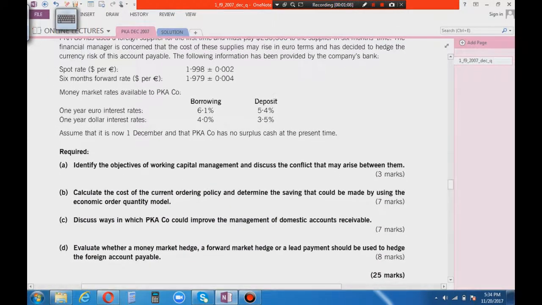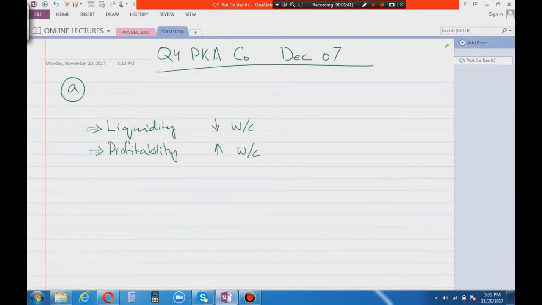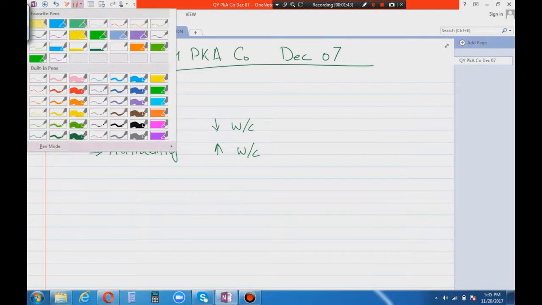Alright, so the first question, part A, is saying identify the objectives of working capital management and discuss the conflict that may arise between them. This is comparatively an easy question, but don't get excited. It's just for 3 marks. So just give him 3 small paragraphs and that would be enough, right? So what are the objectives of working capital management? Well, there are 2 main objectives: liquidity and profitability. So it's liquidity and profitability, right?